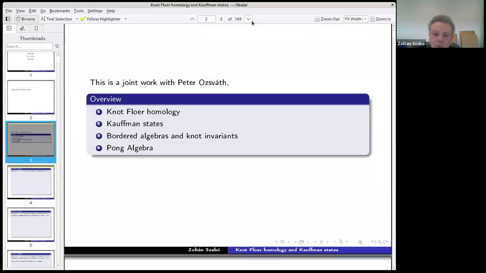So we'll talk about knot Floer homology, Kauffman states, bordered algebras, and if time permits, I will also try to talk about some more recent ways of computing knot Floer homology. But let me just start.